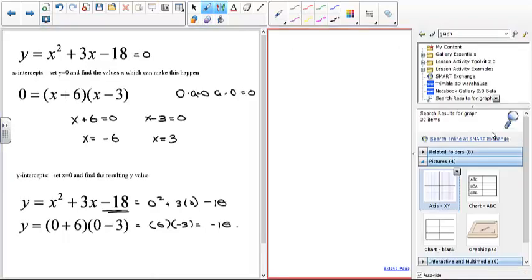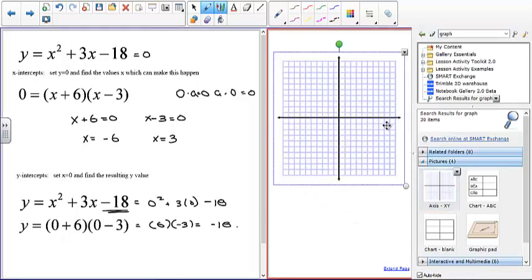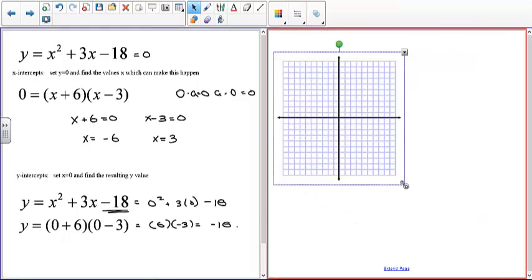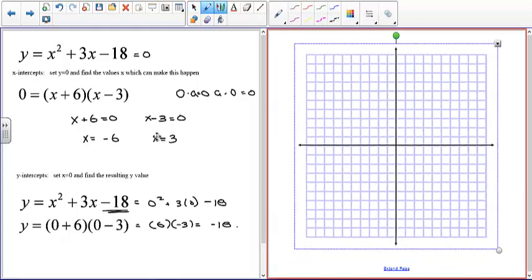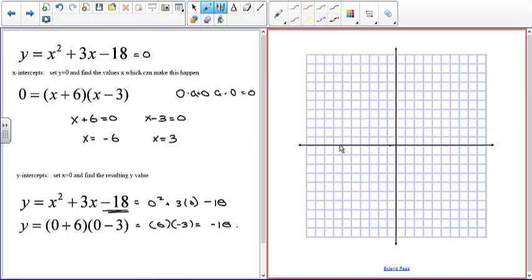So if we take a piece of graph paper here, plot what we know for this last function. We've got an x-intercept at negative 6, which is going to be here. 1, 2, 3, 4, 5, 6. We have another x-intercept of 3. And we have a y-intercept of negative 18, which is way down here.